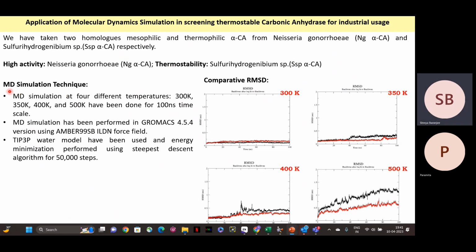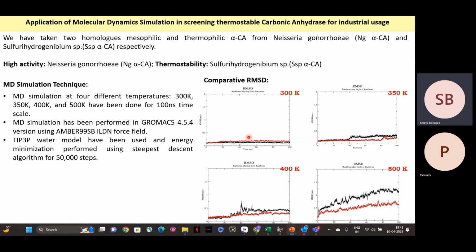So first, the MD simulation technique was carried out at different temperatures: 300, 350, 400, and 500 Kelvin. It was carried out for 100 nanoseconds, and the GROMACS software was used, with water as the solvent. And we have learned about the steepest descent algorithm, so the steepest descent algorithm was used.